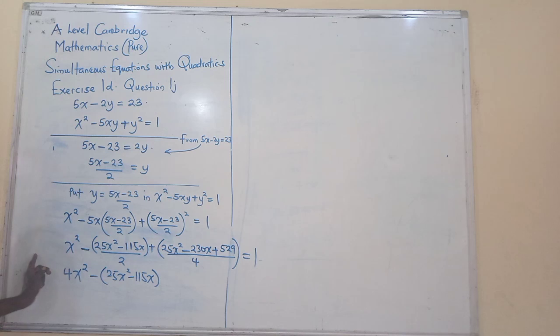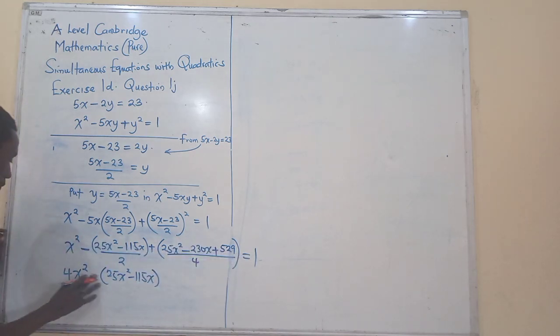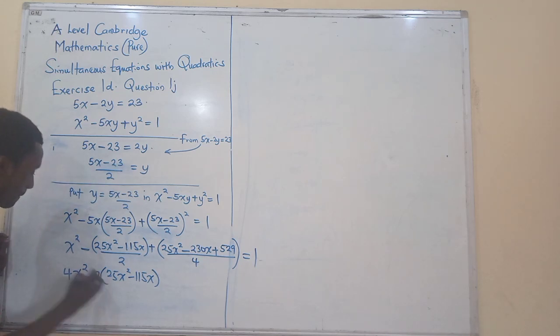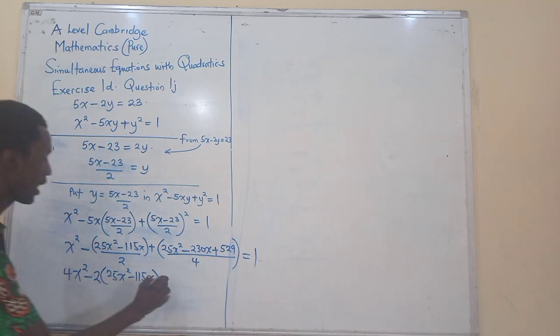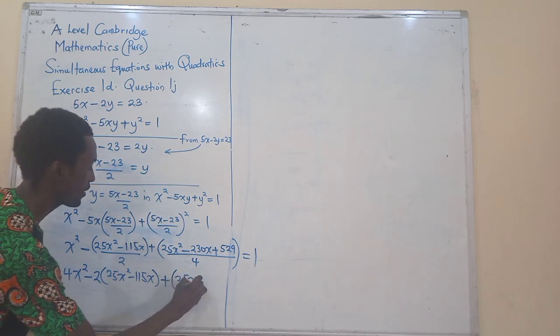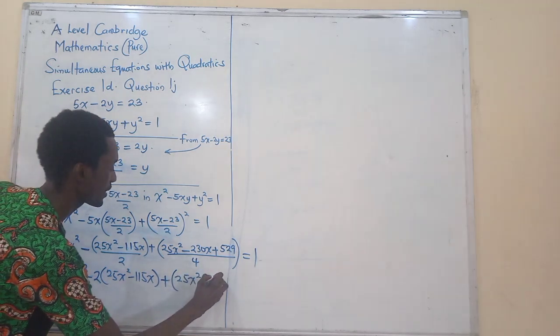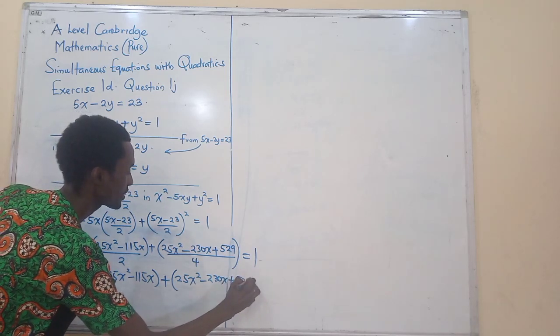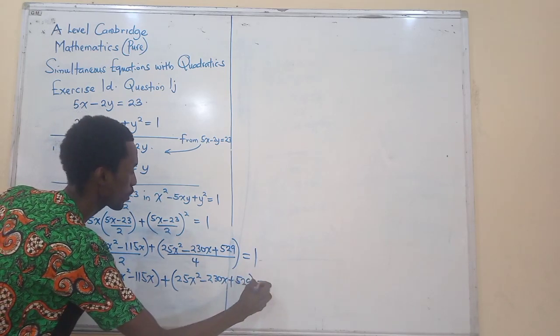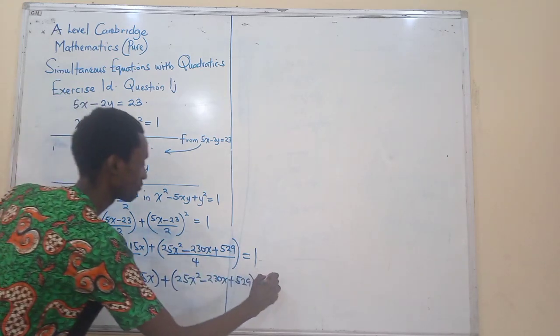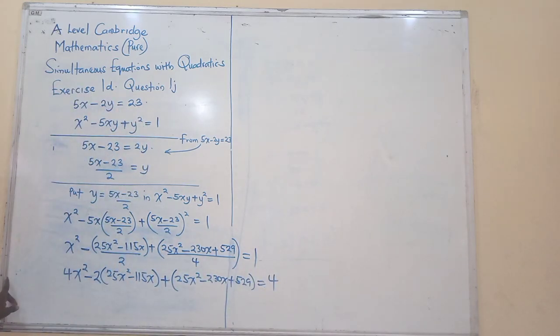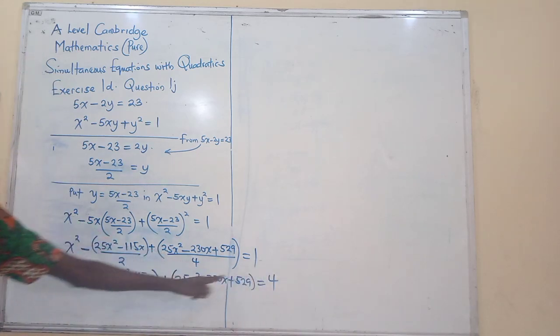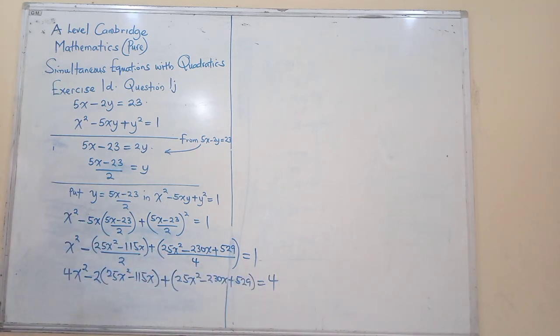Remember that since I multiplied through by 4, this will take 4, this will take 2, this will take 2, this will take 2, plus bracket open 25x squared minus 230x plus 529 equal to what? 4. So what I've done is to use 4 to clear off because I do not want to have a denominator. So I'll continue on this part of the board.